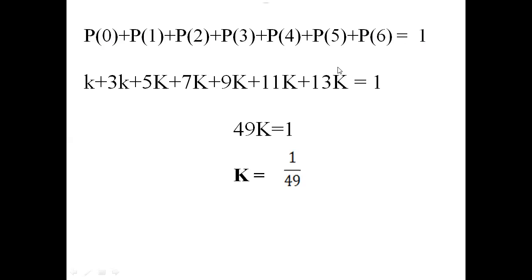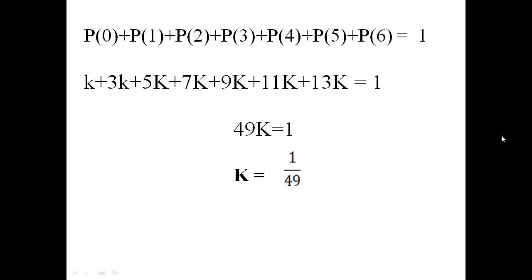By substituting the corresponding probabilities, k plus 3k plus 5k plus 7k plus 9k plus 11k plus 13k equal to 1. By summing all these values, we are getting 49k, that is equal to 1. The required value is k. So, k equal to 1 divided by 49. So, we are getting one required value here. We are getting k value as 1 by 49.